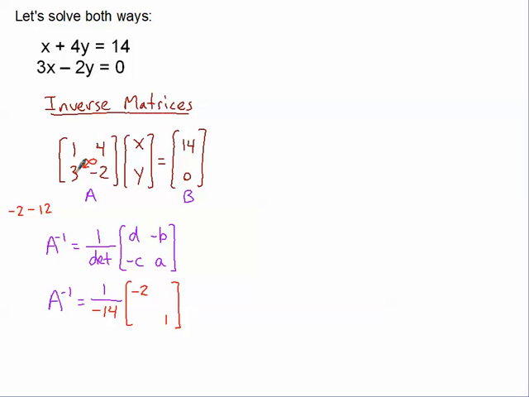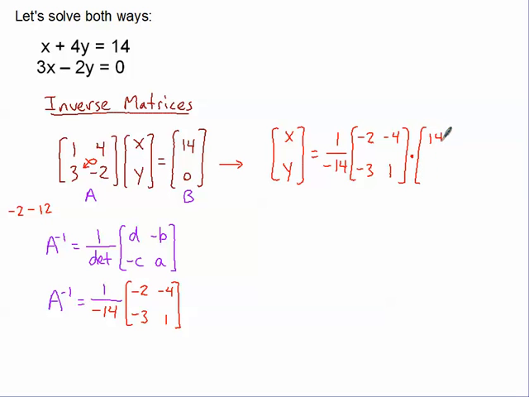The 3 and the 4 are going to stay where they are, but they're going to become opposites. If you need a review of that, please go back and look at the inverse tutorial. So here is our inverse matrix. Now we need to multiply this. So we're going to have our variable matrix. We're going to take this inverse matrix, 1 over negative 14, times negative 2, negative 4, negative 3, 1. And we're going to multiply that to the constant matrix 14, 0.